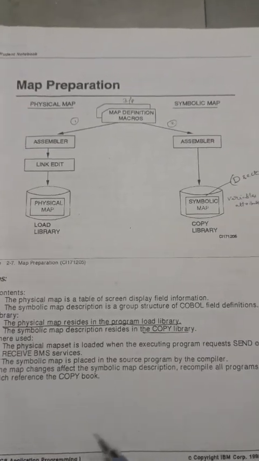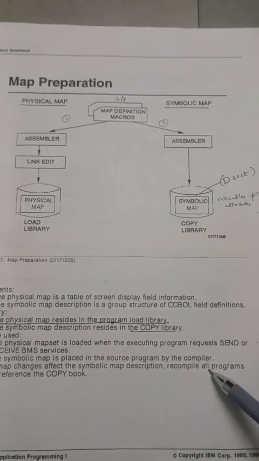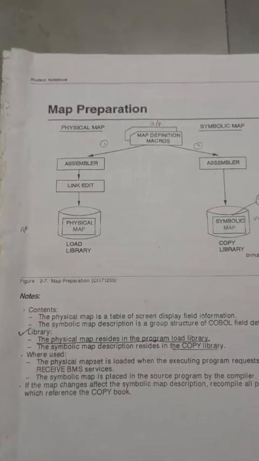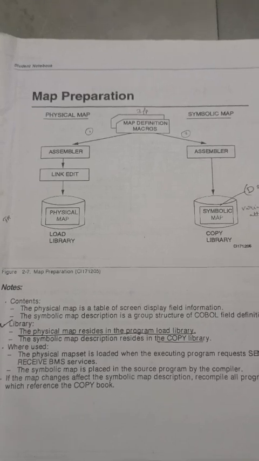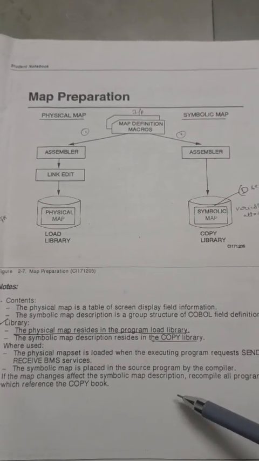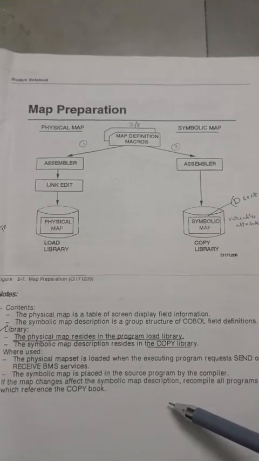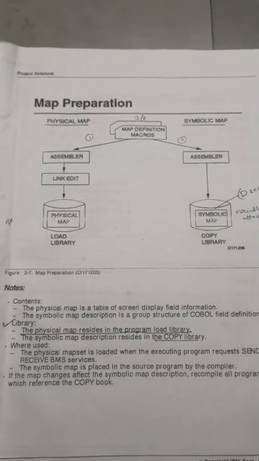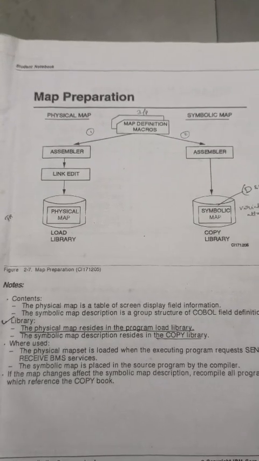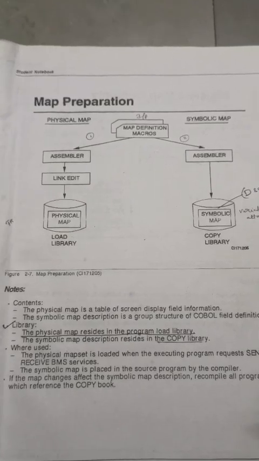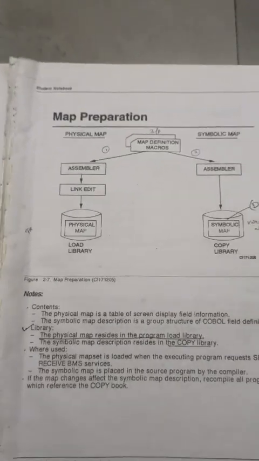If map changes affect the symbolic map description, recompile all programs that reference the copy book. If you want to make any map changes that affect the symbolic map description, we have to recompile all programs and the copy book. In the program we have defined the symbolic map by using a copy statement, so we have to recompile all programs that use the symbolic map.